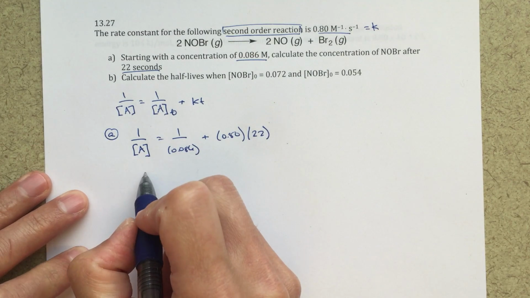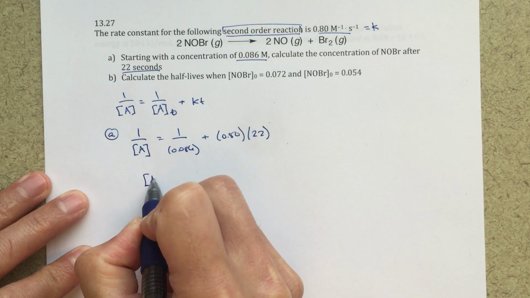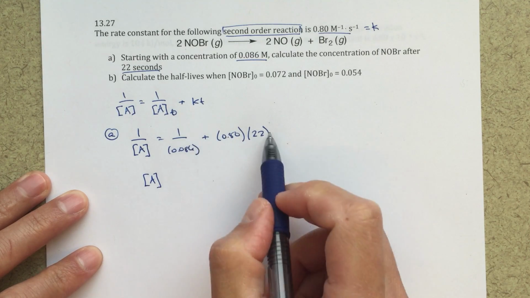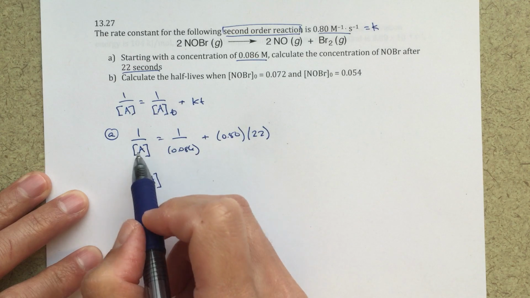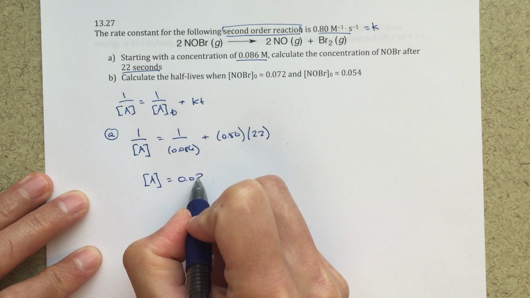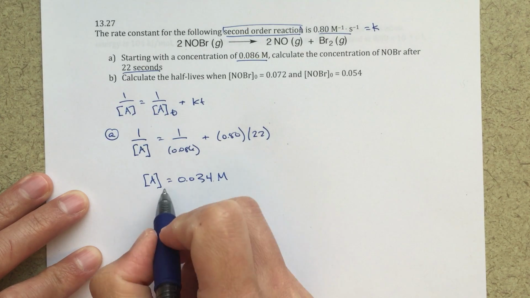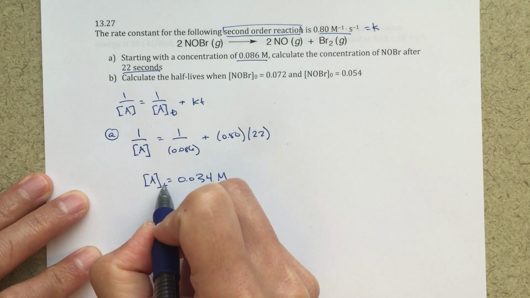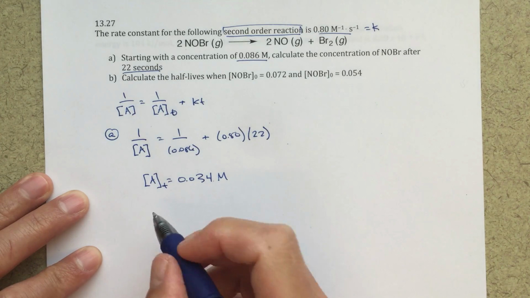Now I'm going to go ahead and solve for this concentration of A. So do a little bit of algebra here. I would just get a value for this and then take the inverse of that to solve for A. And my A concentration should be 0.034 molar. So that's the concentration after 22 seconds has elapsed, has gone by.